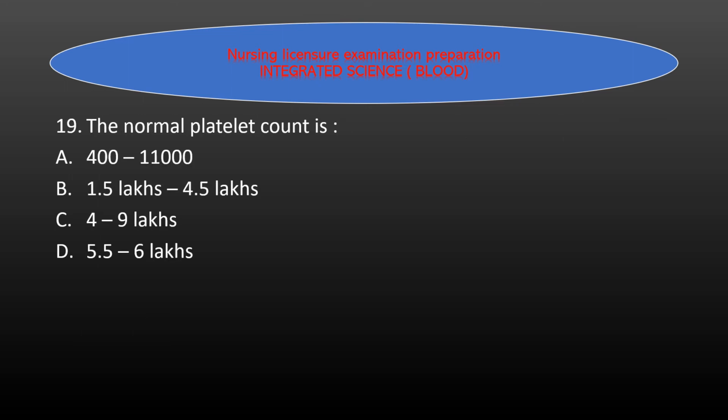Question number 19. The normal platelet count is option A 400 to 11,000, option B 1.5 lakhs to 4.5 lakhs, option C 4 to 9 lakhs, option D 5.5 to 6 lakhs. And the correct answer is option B, that is 1.5 lakhs to 4.5 lakhs.